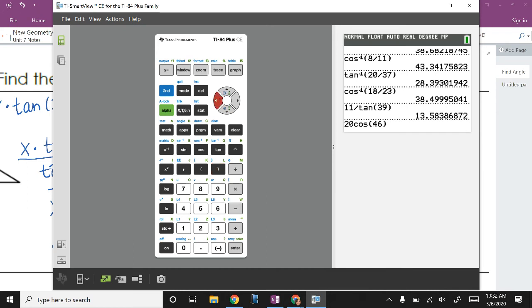Sorry, y'all. I hate not being able to see my notes. I can minimize it, but then my calculator is too small. I practiced on that yesterday, but it just wasn't very good.